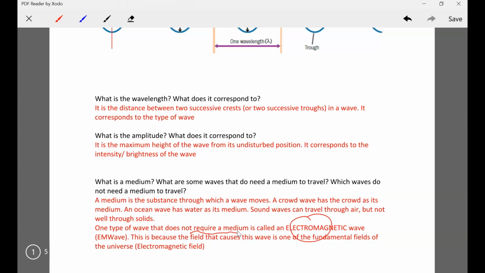We're going to be talking about electromagnetic waves. It does not require a medium because, as we discussed in class, the electromagnetic field is one of many fundamental fields present in the universe, and so disturbances caused in that field cause electromagnetic waves, but they do not require air or water or any kind of medium to travel through. They can travel through empty space because the field exists everywhere, even in empty space, the electromagnetic field.